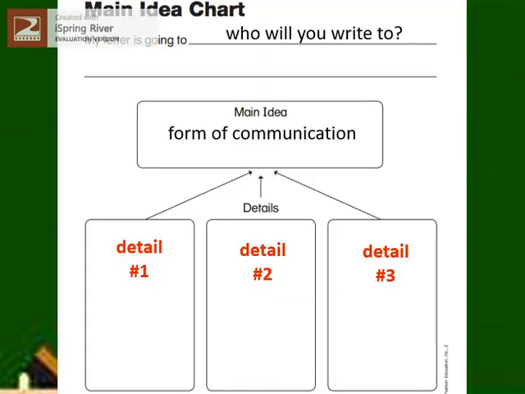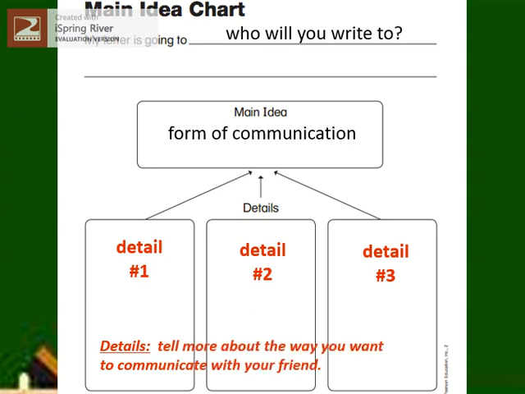Let's try this main idea chart. My letter is going to... Who will you write to? We need also to know the main idea, the form of communication. After knowing the main idea, we need to give the details. Details tell more about the way you want to communicate with your friend.